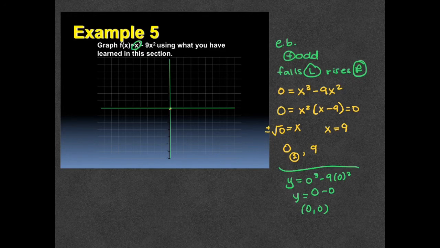So far I only have 0, 0, and this is 1, 2, 3, 4, 5, 6, 7, 8, 9, and 9, 0. I know it falls left. I know it rises right, and I know it bounces off the 0, goes down, and has to come back up to cross through that 9. Now, I don't know how far down to go. You can pick a point somewhere in between.